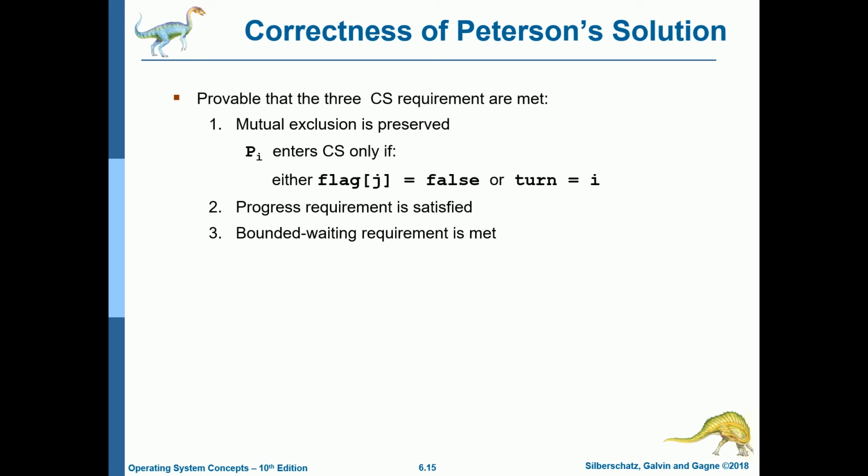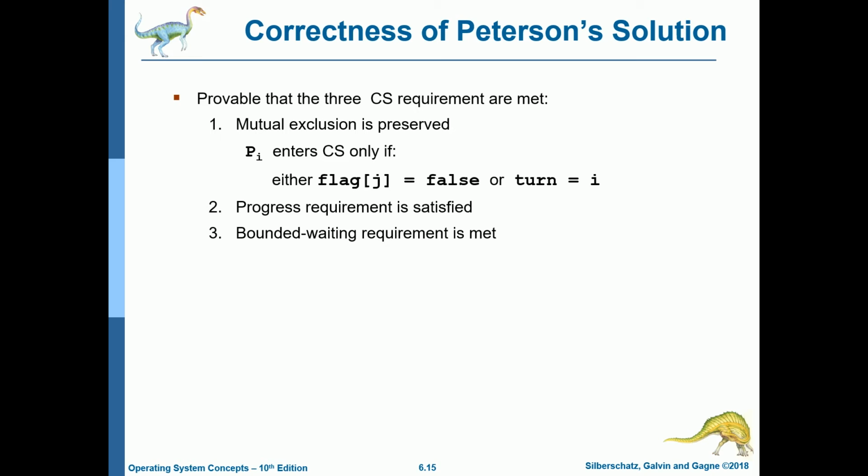Now that we've shown that, we have to figure out if this is correct. Before, we introduced three criteria in order to solve the critical section problem. It has to have mutual exclusion, progress has to be made, and there must be a bounded waiting requirement. Now let's look at all three.